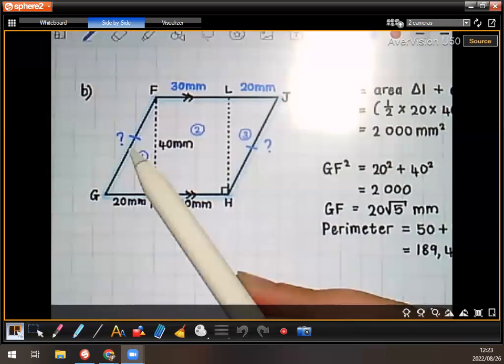GF and HJ, right? I'm talking about the perimeter now. Perimeter, you need all the outer sides and to add them together. Now, guys, if we're looking at these two triangles, you see that they're actually the exact same triangle. 20 and 40, 20 and 40. So if I just calculate GF, that side is going to be the same as that one, right?